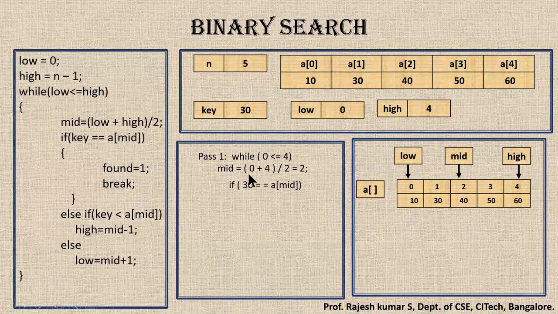Now 30 double equals A of mid. We know that we have found the mid value as 2. So substituting the mid value over here, 30 double equals A of 2. What is A of 2? A of 2 is 40. We are comparing 30 and 40. Is 30 double equals to 40? False. The condition is false.